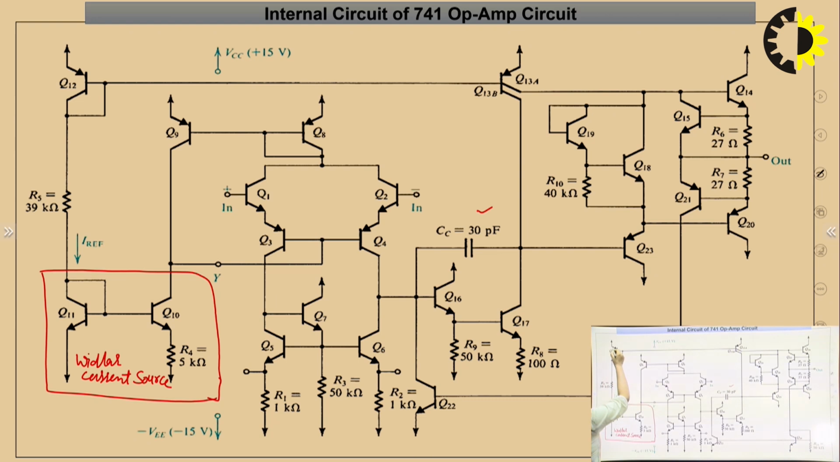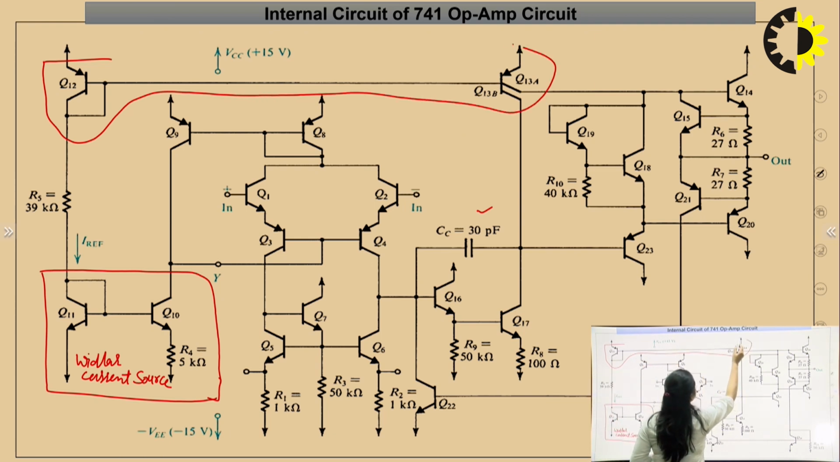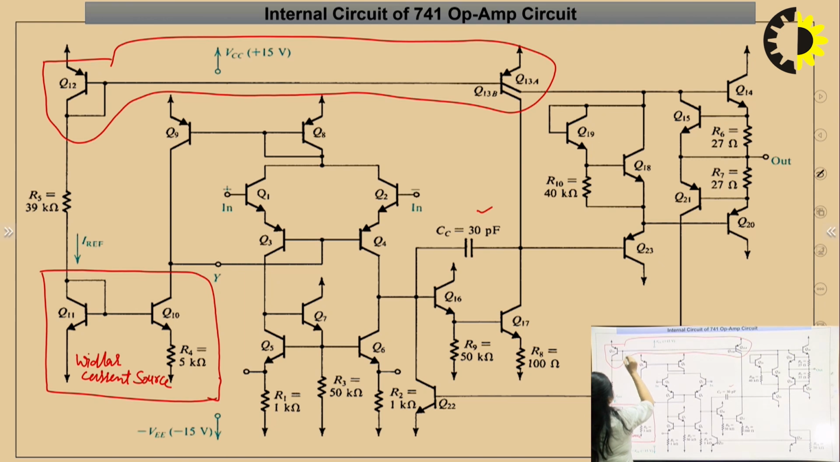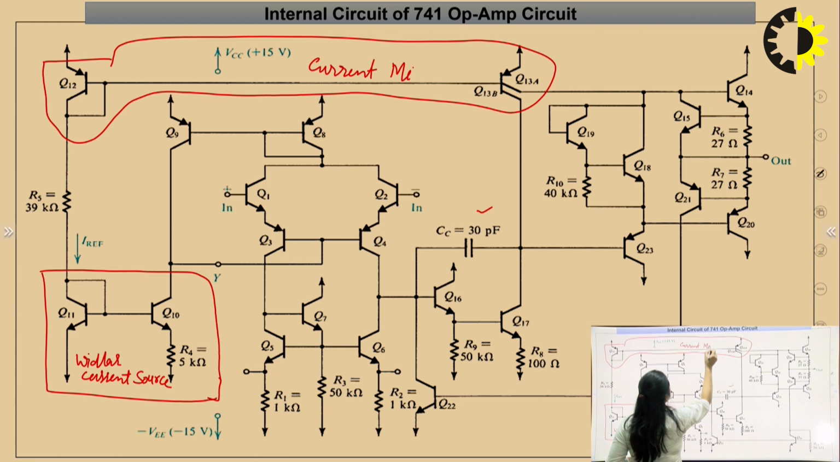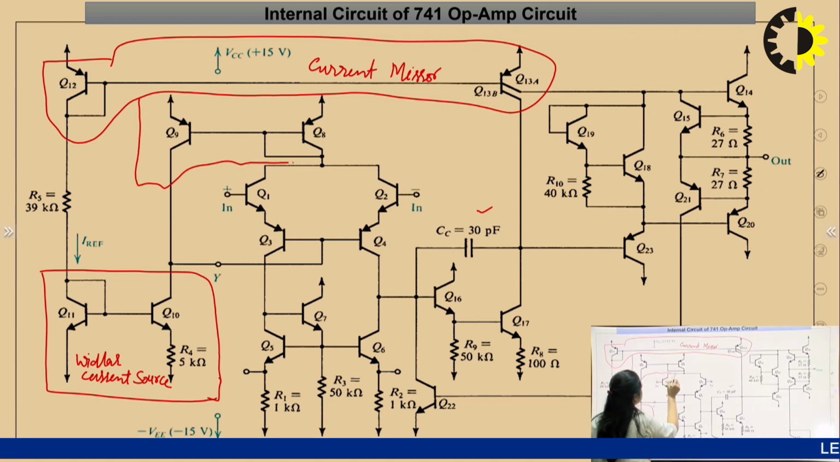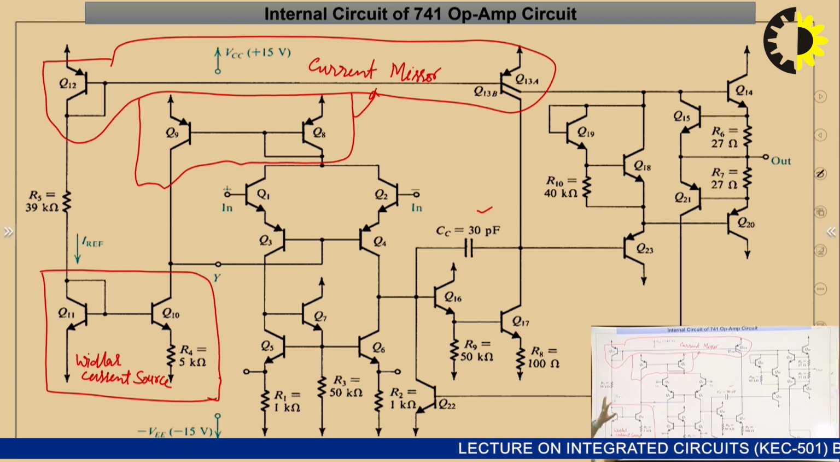Here you can see that the transistor Q12 and the transistor Q13 are used to form a current mirror. Again you can see that there is another current mirror consisting of Q8 and Q9 transistors. Again this is a current mirror. So there are 2 current mirrors and 1 Widlar current source.